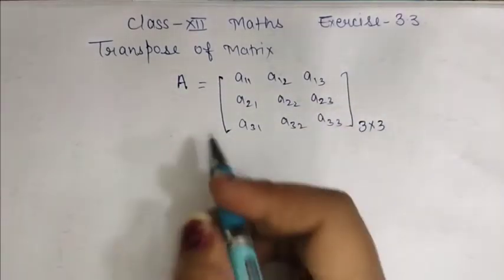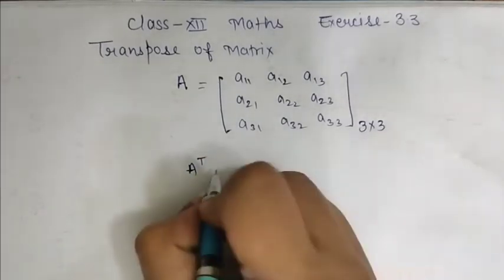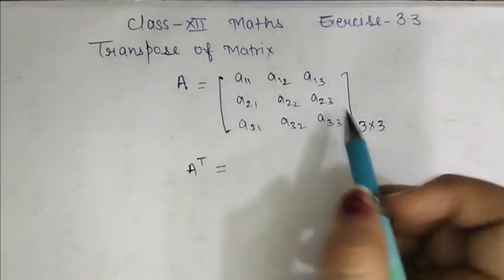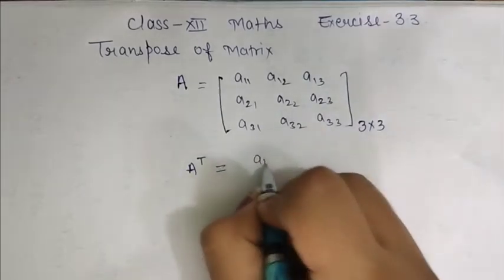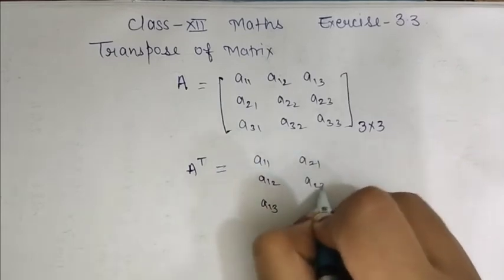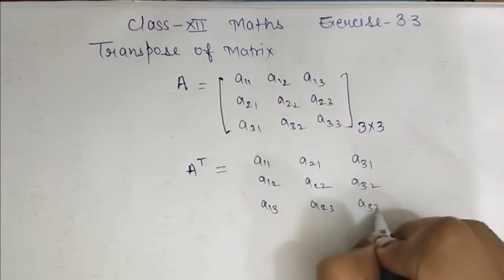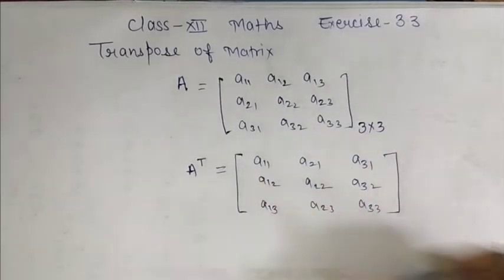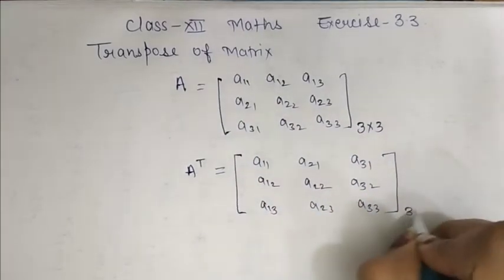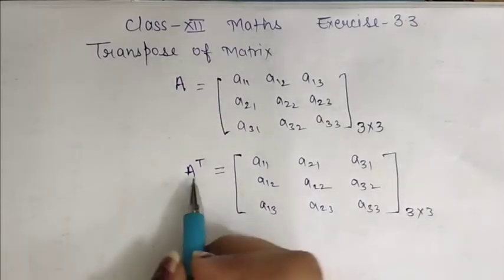So the transpose of this matrix A can be written as AT, and it can be transferred like A11, A12, A13 and A21, A22, A23 and A31, A32 and A33. So it means when we are doing the transpose of any matrix, its row changes into column and its column changes into row. This is the meaning of transpose, and we denote the transpose as A to the power T.